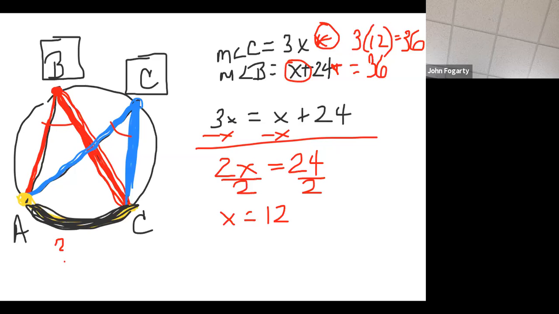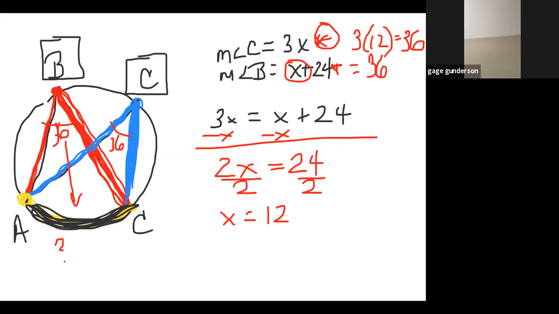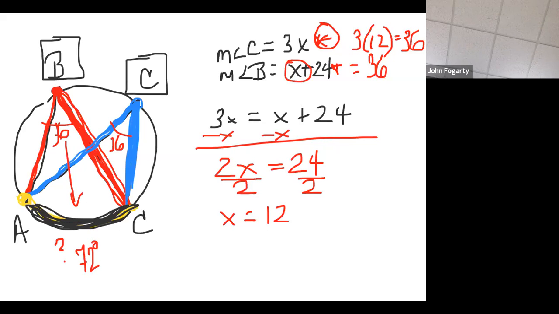The inscribed angle is 36. What's the arc? 72? 72, yeah. 72. All righty. One more thing before we move on to what we're going to do today. Sometimes I don't give you the information directly.